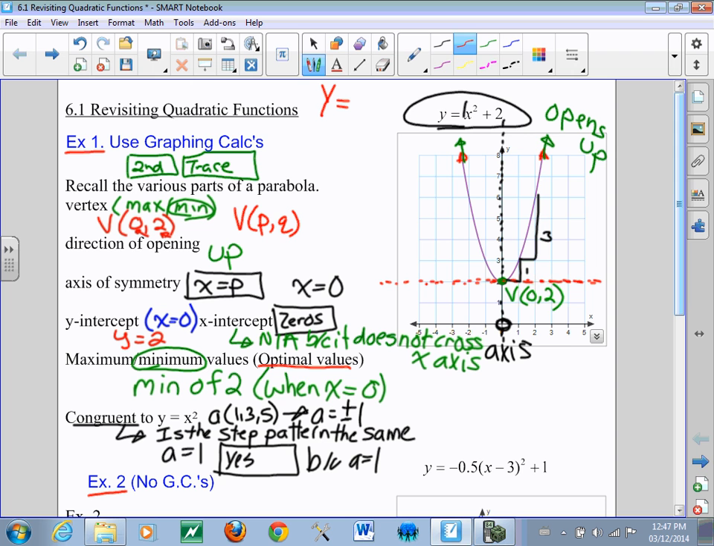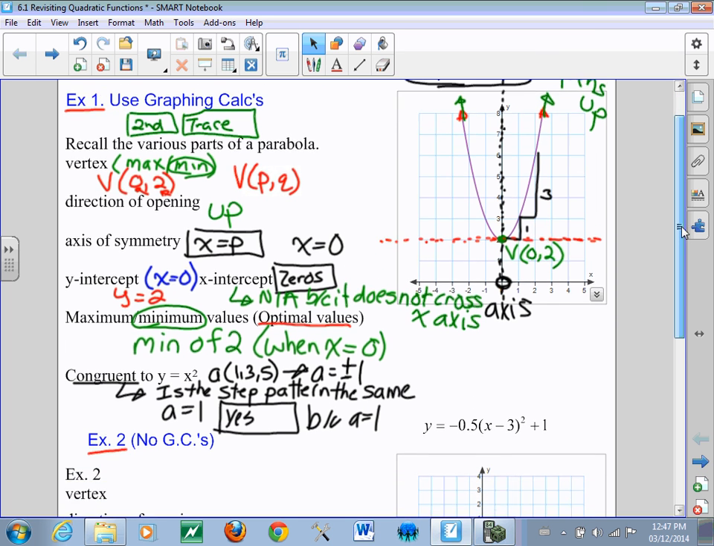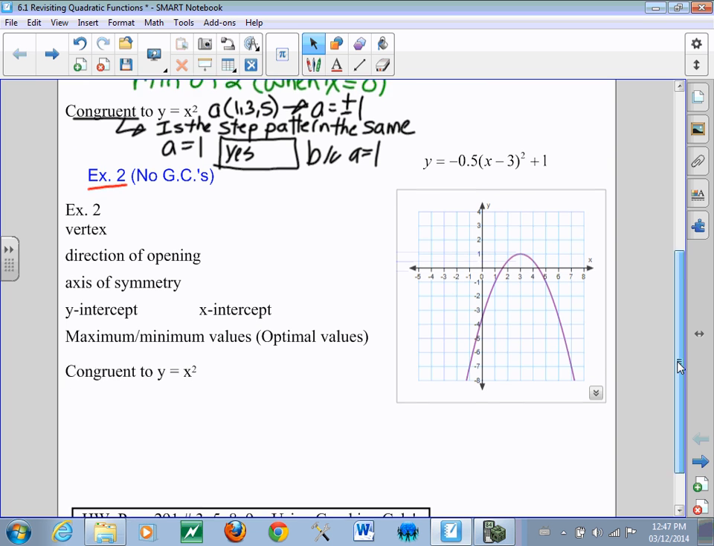It's our optimal value. And then lastly, folks, our mirror image, or our axis of symmetry, is also going through the vertex, but it's going through it vertically. Okay? All right, let's try the second example without the graphing calculator, ladies and gentlemen.